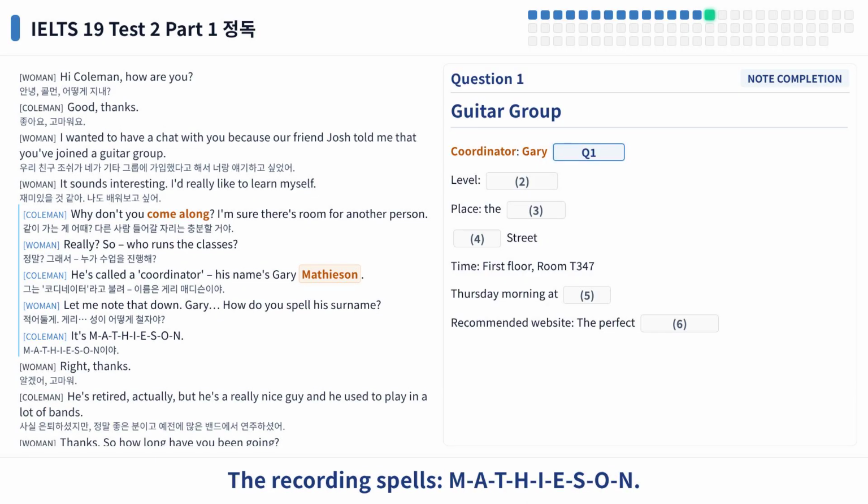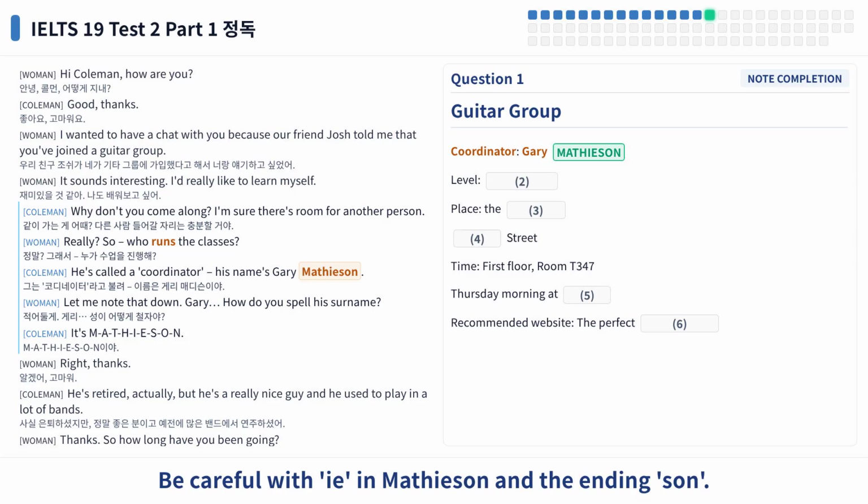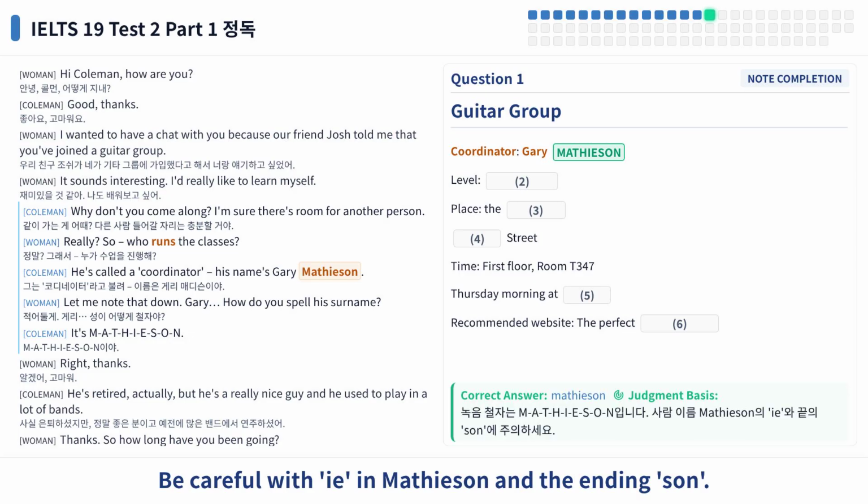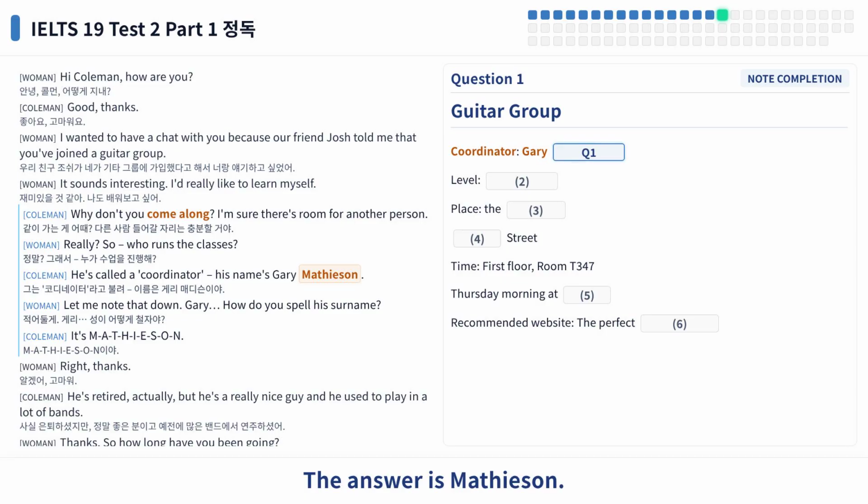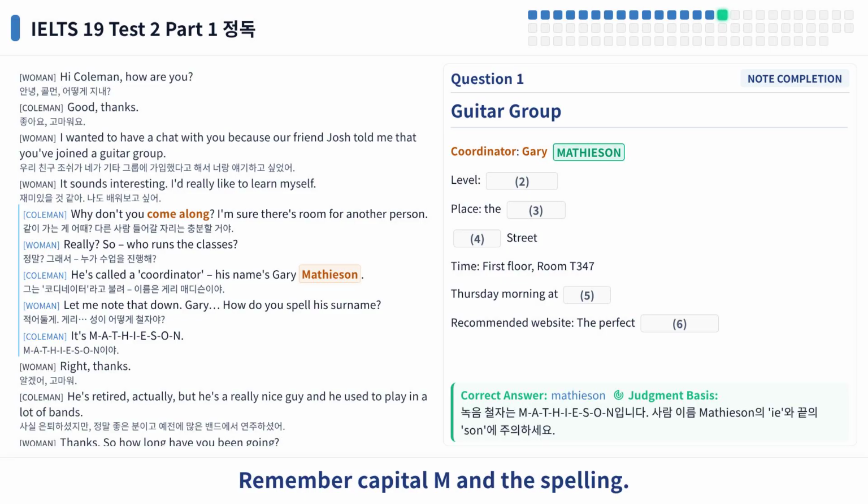The recording spells Mathieson. Be careful with the E in Mathieson and the ending son. The answer is Mathieson. Remember the capital M and the spelling.